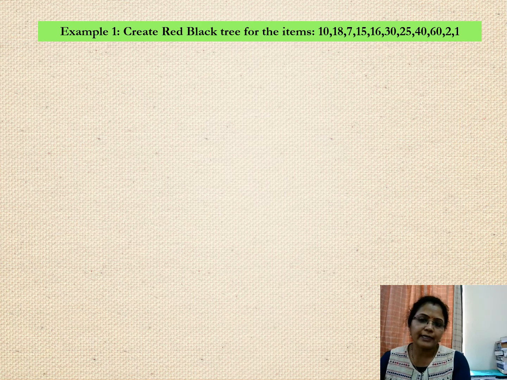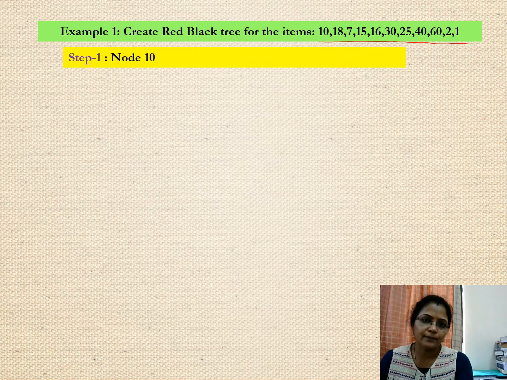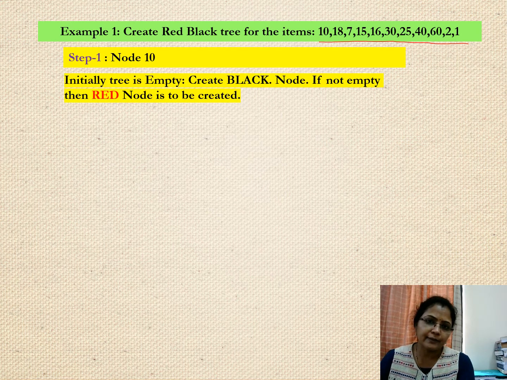Now let us start with one example of how to create a red-black tree with the given items. These key values are given to us, and we have to make the red-black tree out of them. Step 1: creating node 10. We have seen in our algorithm that if the tree is empty, then the first node is created as a black node, and if not empty, then a red node is created. So initially the tree is empty, so node 10 will be a black node. We have created node 10 here as a black node.